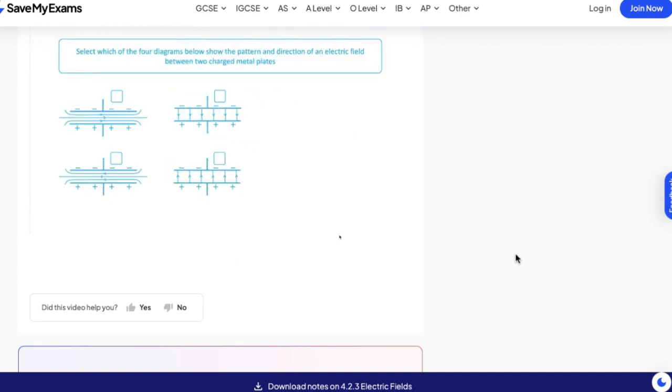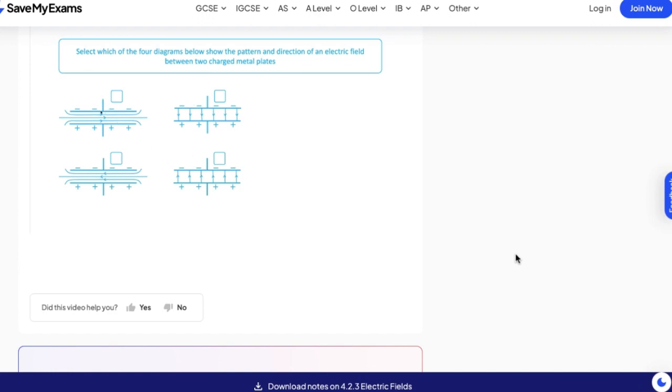Here's a question for us to look at. Short and sweet, but let's go through it quickly anyway. Select which of the four diagrams below show the pattern and direction of an electric field between two charged plates. And here we have four diagrams. So these two are relatively similar. These two are relatively similar.